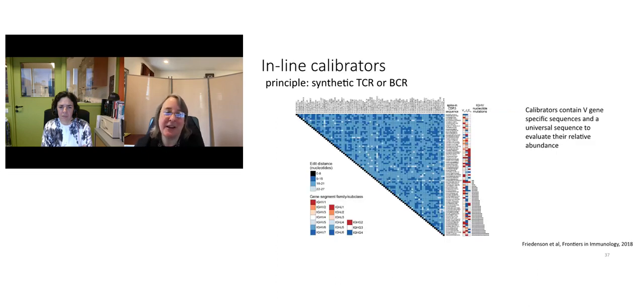And then inline calibrators are another really useful thing for looking at quality within the sequencing reaction for each sample. The idea is that you would have calibrators that contain specific templates that can be used to query the effectiveness of specific primers at amplifying those templates. And then they also contain a universal sequence that allows you to look at their relative abundance.